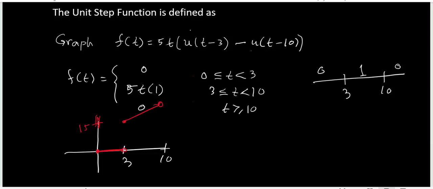And then again, when it is greater than or equal to 10, you have a closed dot here, and it goes all the way. And this is the graph of this function, and we are done.